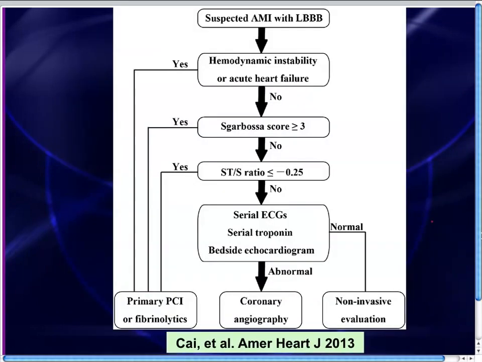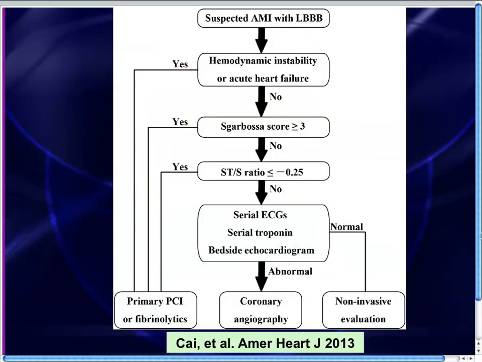So in this American Heart Journal article, this is a very nice algorithm to follow when you're looking at a left bundle branch block. So if you have a patient who's got concerning symptoms and they come in with a left bundle branch block, if they're hemodynamically unstable or in acute heart failure, you're done. That patient goes right for cath or gets thrombolytics. All right.